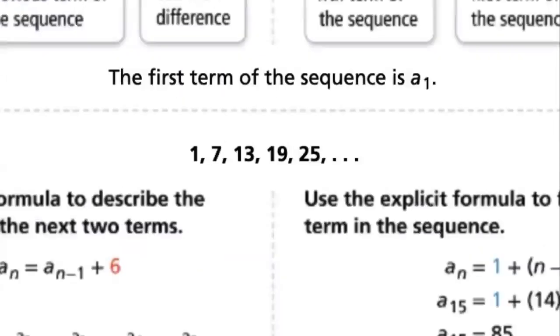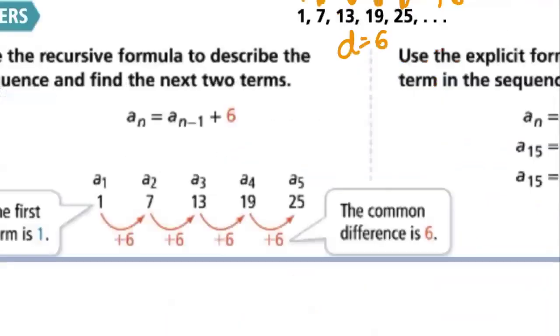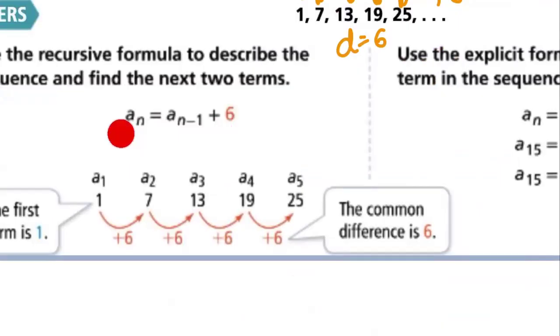So for example, we have this pattern: 1, 7, 13, 19, and 25. If you're going to write this in the recursive formula, the only thing you need is the pattern, in which case every term increases by 6. So that means your common difference is just 6. If I was going to write this in the recursive formula, the only thing I need is the 6. And then all you have to do is write a_n equals a_(n-1) plus 6. This is used to describe the recursive formula. That's all you have to write for the recursive formula.